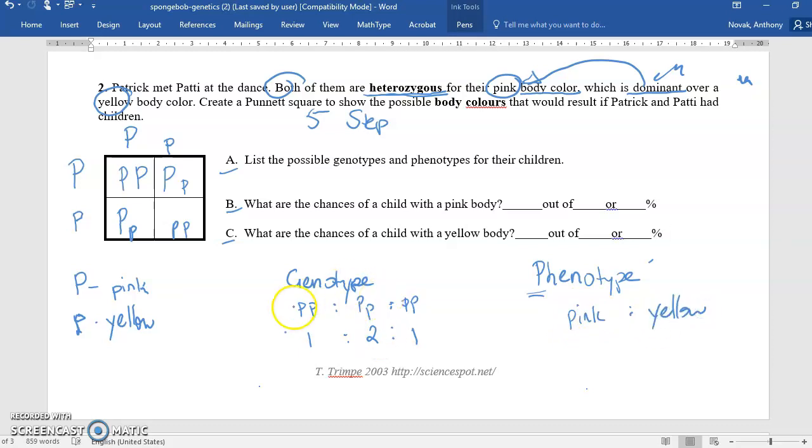And now let's have a look. How many pinks? Remember, they are dominant. So that's 3 for pink and 1 for yellow. And now I am very ready for answering these questions. I'm just going to pause for a moment while I set up the next question.